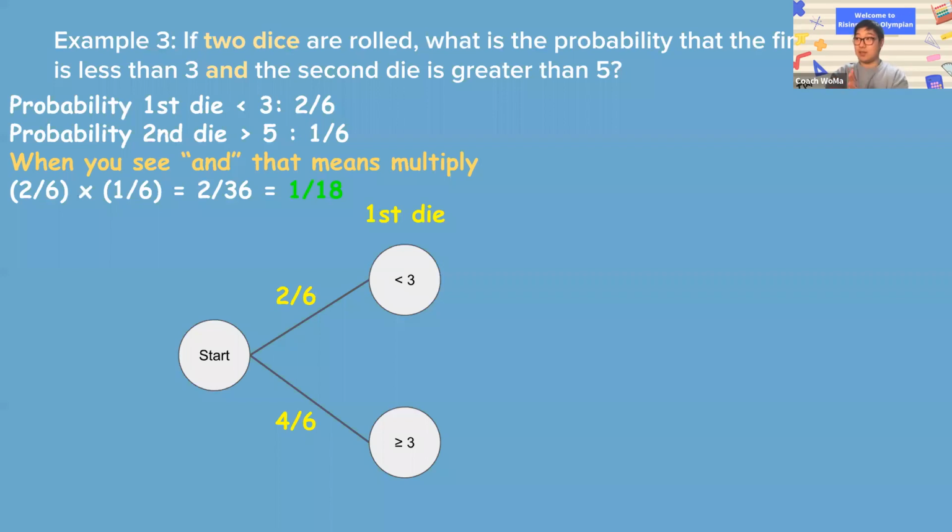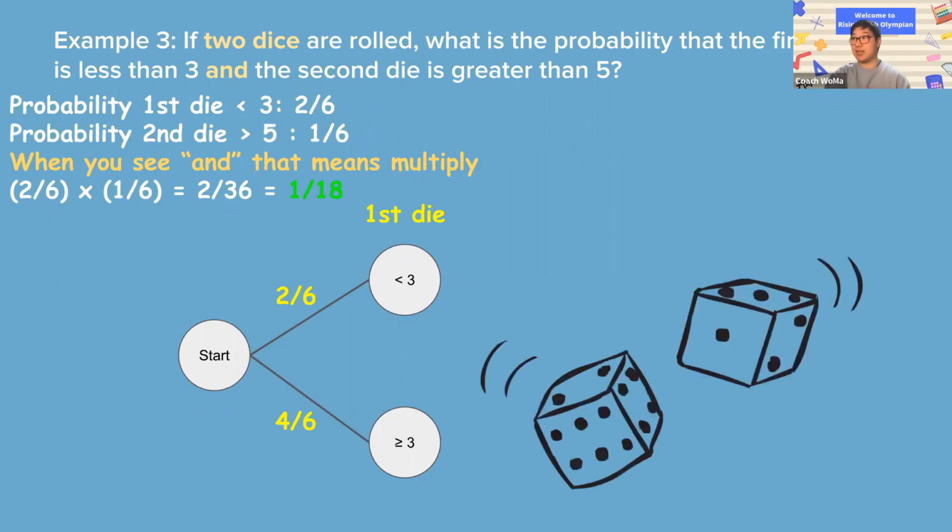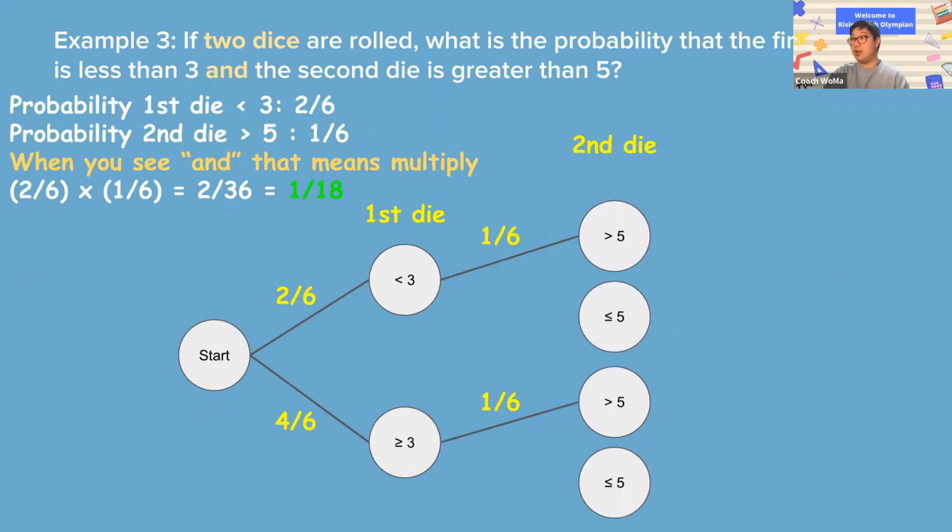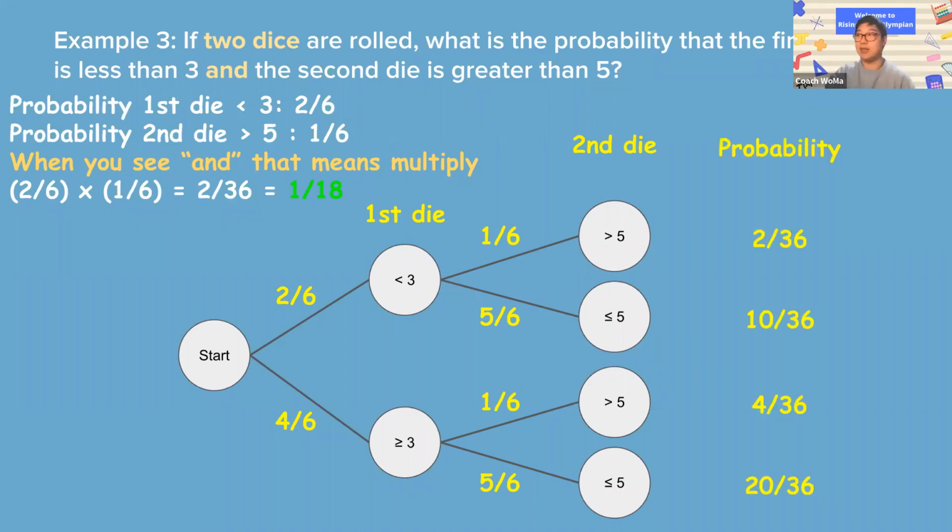So in one universe, less than 3, it's 2/6 probability of that happening, greater than or equal to 3, 4/6 probability of that happening. And now, in each of these universes, you're also going to roll a second die. And as a result, there's a 1/6 chance of getting greater than 5, but also a 5/6 chance of getting less than or equal to 5. And when you want to calculate the probability of getting from the start to the final result, you go through the probability of getting to that universe, right?